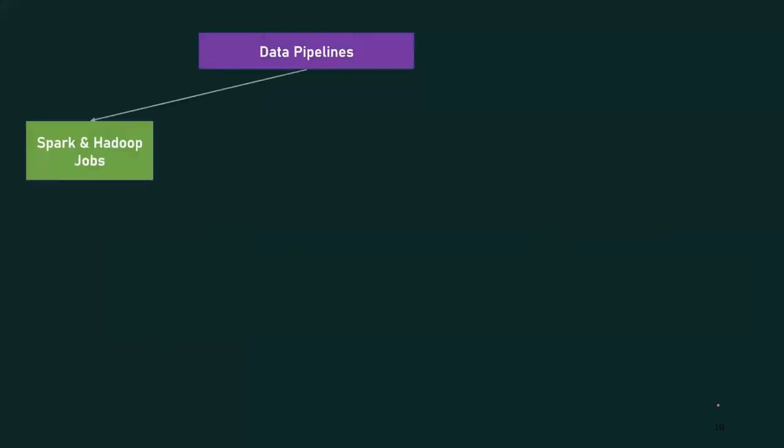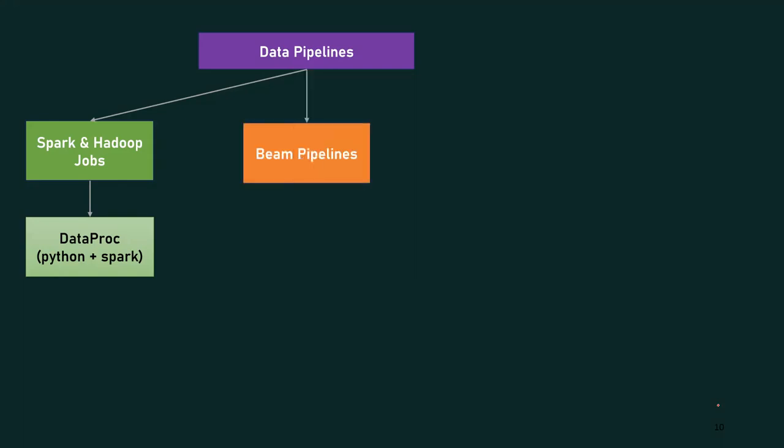Similarly, if you wanted to create data pipelines, we are going to learn about how to create Spark pipelines and how to create Hadoop pipelines using Dataproc. In Dataproc, we are going to learn about Python, which for Spark is nothing but PySpark. We are going to learn about PySpark, guys, in Dataproc for creating Spark and Hadoop pipelines. Similarly, if you wanted to create Beam pipelines, we are going to learn about Dataflow, which is Apache Beam with Python.